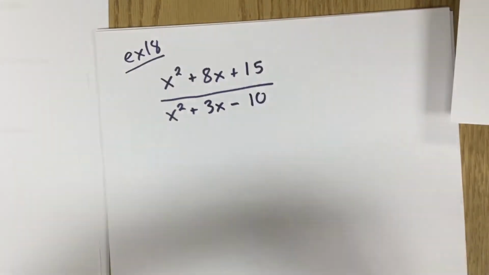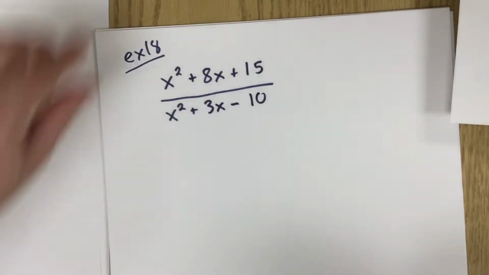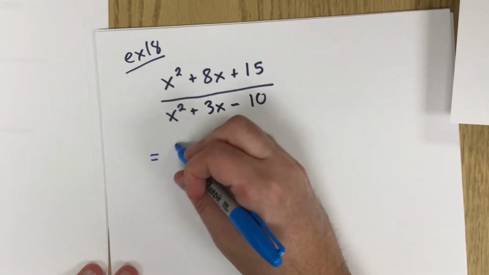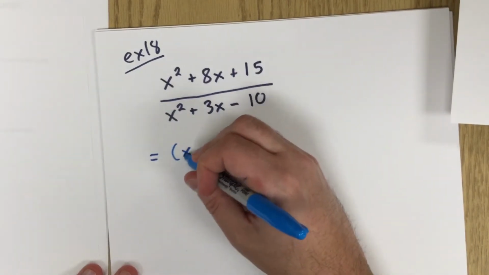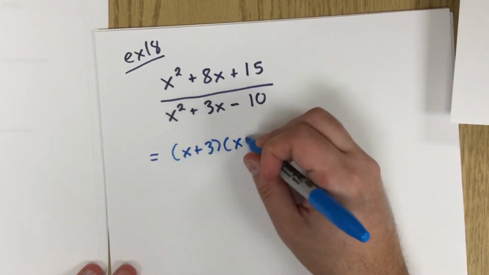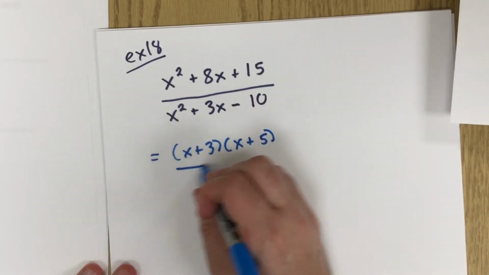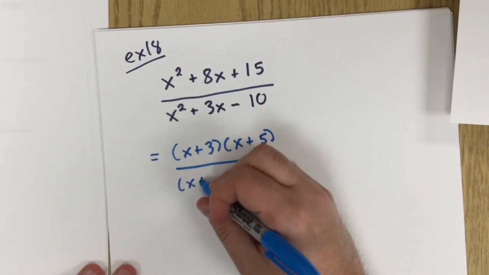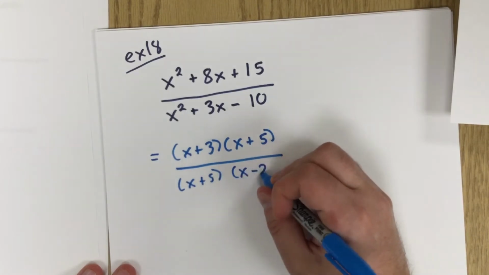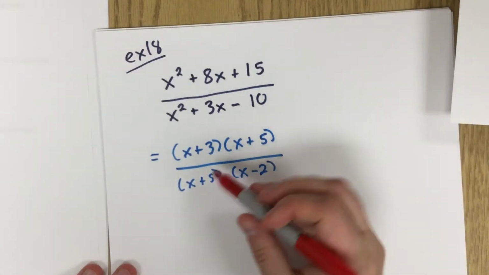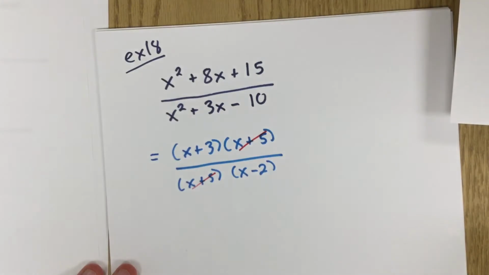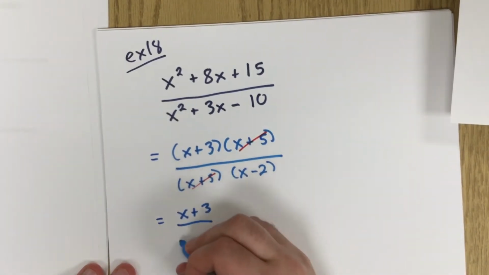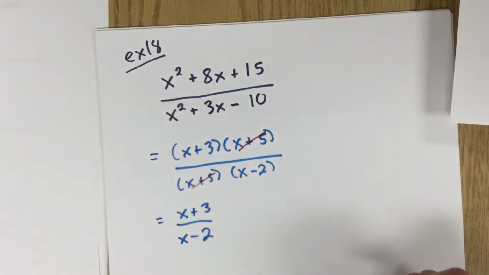You can only cancel things that are multiplied by everything on the line. So what we're going to do is factor. The top is going to factor: multiplies to this, adds to this. That's going to be 3 and 5. In the bottom, multiplies to this, adds to this. It's going to be x plus 5, x minus 2. Those cancel, and it's equal to x plus 3 over x minus 2.